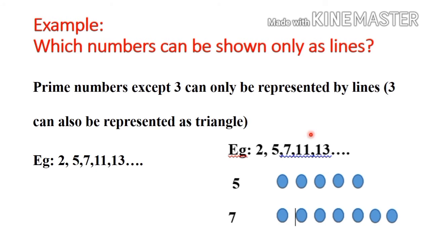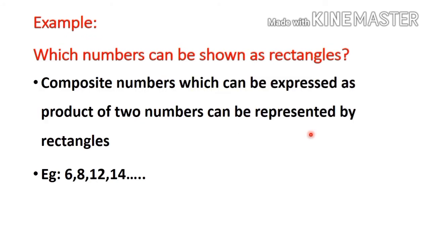So this is an easy trick to remember. Now what is the next question? Which numbers can be shown as rectangles? The composite numbers. That means the numbers which are not prime numbers.